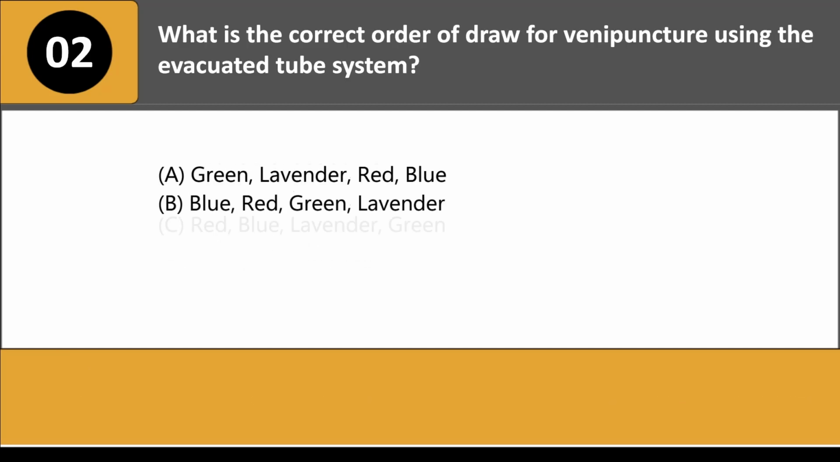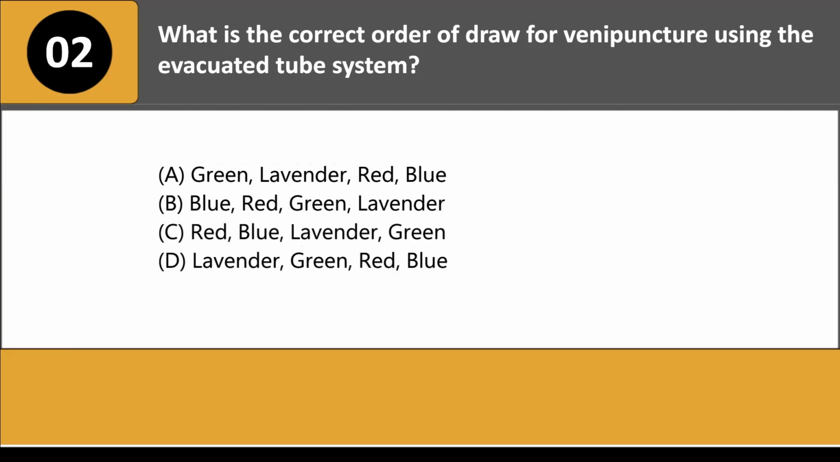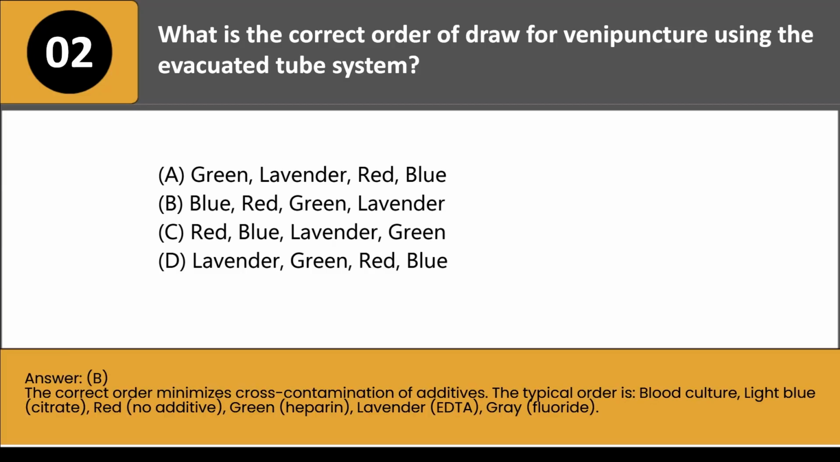What is the correct order of draw for venipuncture using the evacuated tube system? A. Green, lavender, red, blue. B. Blue, red, green, lavender. C. Red, blue, lavender, green. D. Lavender, green, red, blue. Answer: B. The correct order minimizes cross-contamination of additives. The typical order is blood culture, light blue, citrate, red, no additive, green, heparin, lavender, EDTA, gray, fluoride.